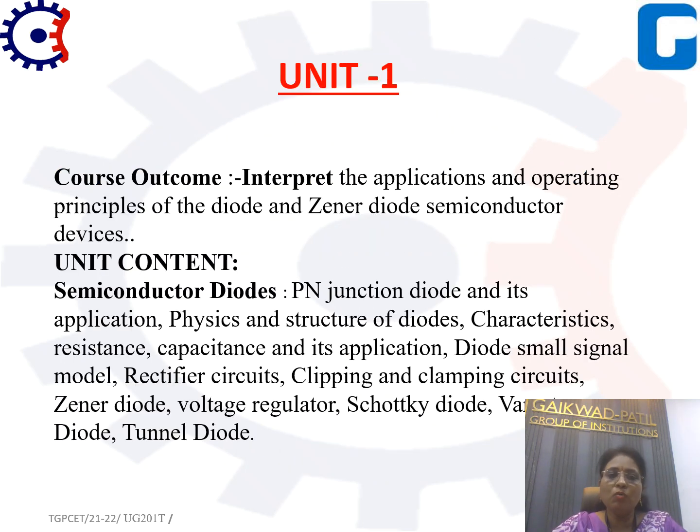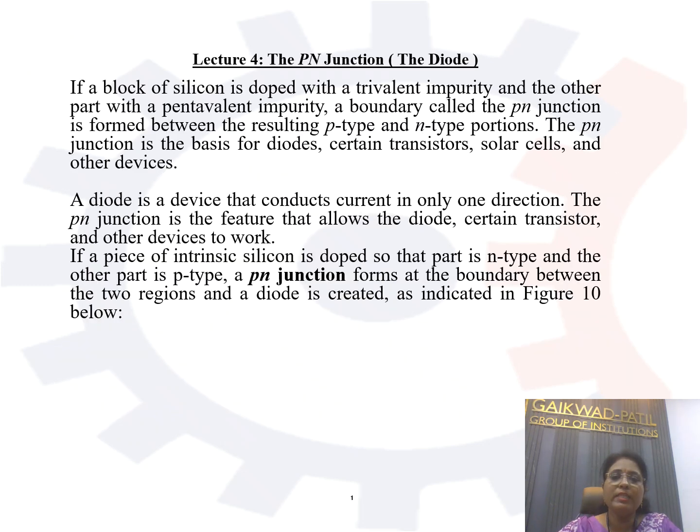So these are the course outcomes of the subject EDC. In unit number 1, interpret the applications and operating principles of the different diodes like the PN junction diode, Zener diode and the semiconductor devices. This unit contains the semiconductor diodes, PN junction diodes, their application, physical structure of the diode, characteristics, resistance, capacitance and its applications, clipping and clamping circuits, how the Zener diode works as a voltage regulator, Schottky diode, varactor diode and the tunnel diode. So today's topic is the PN junction diode.